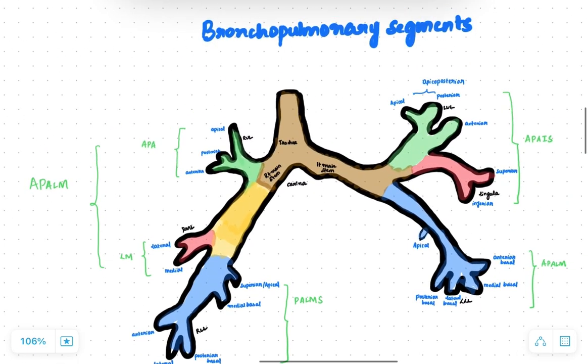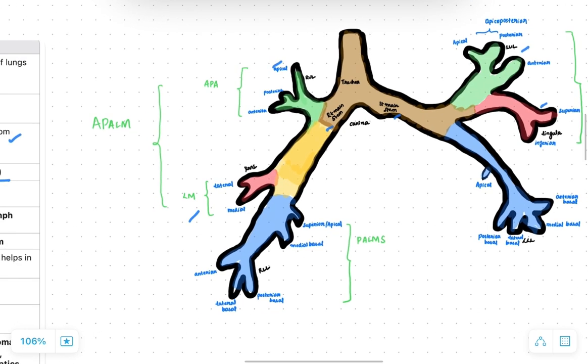So next, coming to the bronchopulmonary segments. As we know, the trachea divides into two main bronchi, then into lobar or secondary bronchi, and then into the bronchopulmonary segments. The right lung has three lobes: upper, middle and lower. The upper lobe has apical, posterior and anterior segments. The middle lobe has lateral and medial segments. The lower lobe has superior, medial basal, anterior basal, lateral basal and posterior basal segments. We can remember this by the mnemonic APA and LM for the upper and middle lobes, and lower lobes as SMALP.